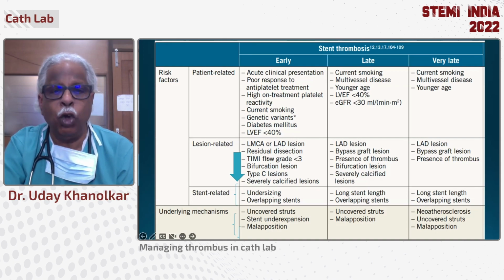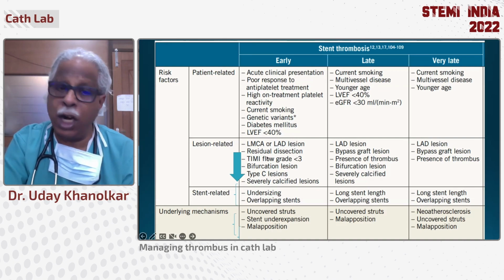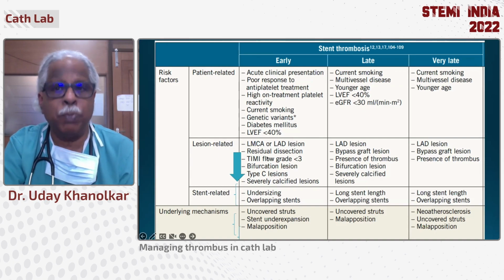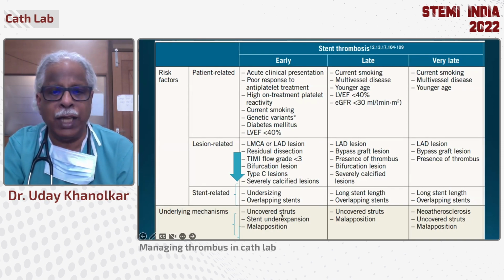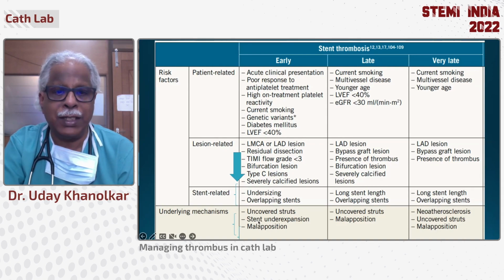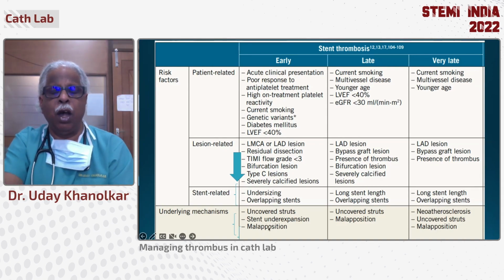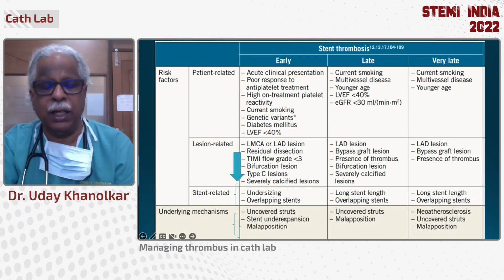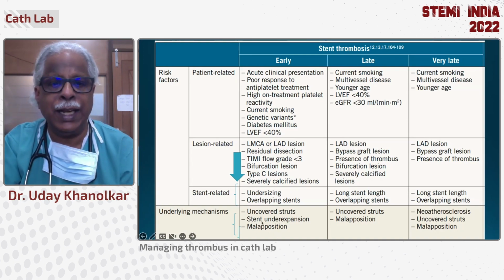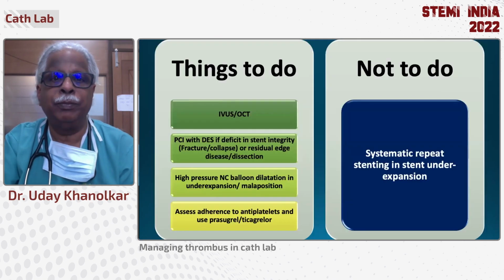If the TIMI flow grade at the end of the procedure is not satisfactory, like in this previous patient, then the chances of stent thrombosis are high. It also depends on what happens during the angioplasty and stenting. If the stent is underexpanded or malapposed, then the chances of stent thrombosis are very high. That is why during these procedures, we need to do imaging to see that the stent is appropriately apposed and appropriately expanded.